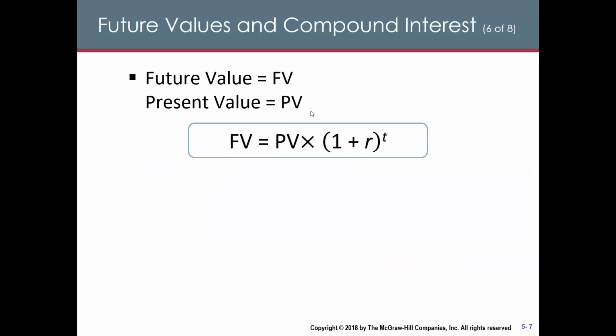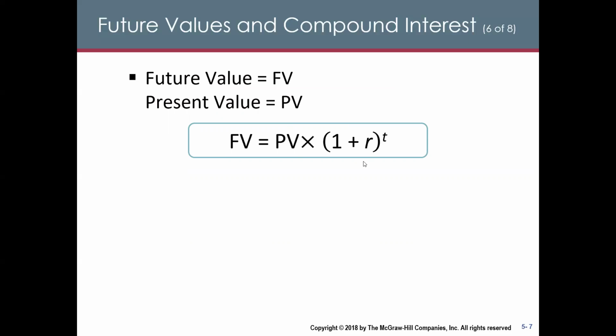Okay, and let's give you a formula for compound interest. So we call the future value FV, and we call the present value PV. Okay? So the formula is simple. FV equals PV times (1 plus R) to the power of t. R is interest rate here, and t is number of years.